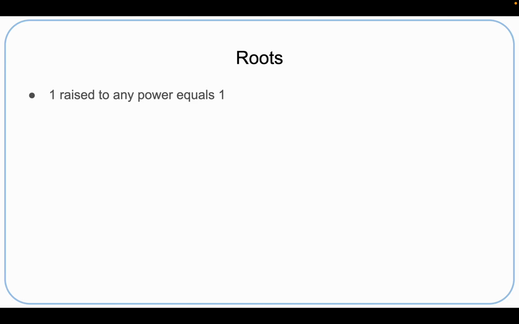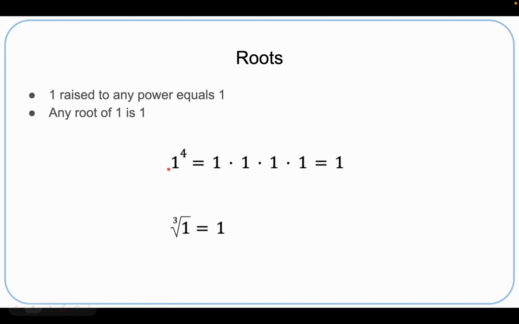And just a little simple rule about roots. 1 raised to any power equals 1, and any root of 1 is 1. So, for example, 1 to the 4th power equals 1 times 1 times 1 times 1, which just equals 1. So 1 to any power is always going to equal 1. Similarly, any root of 1 is always going to equal 1, because the 3rd root of 1 is asking, what factor 3 times equals 1? Obviously, 1.